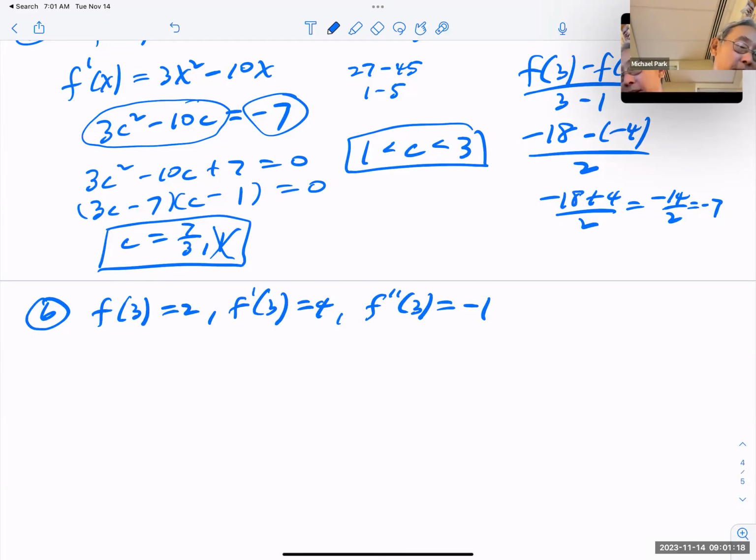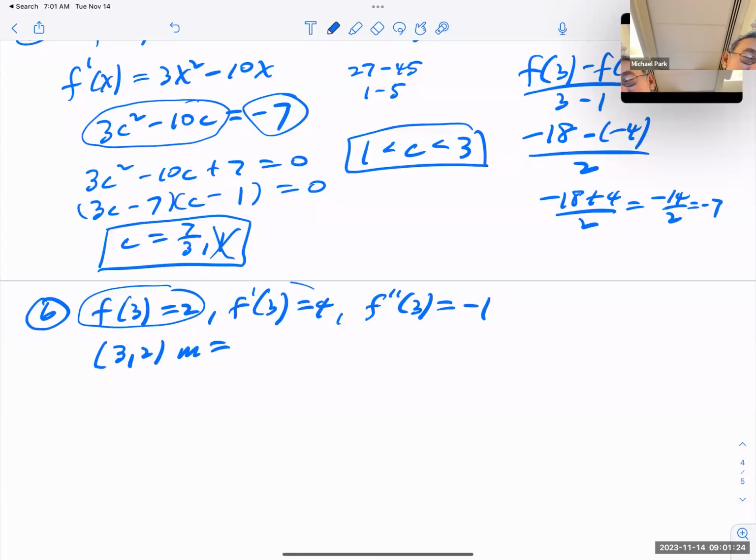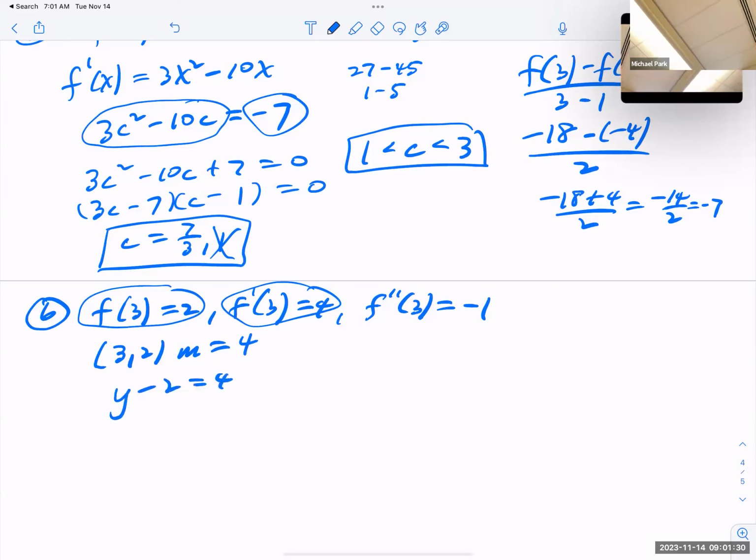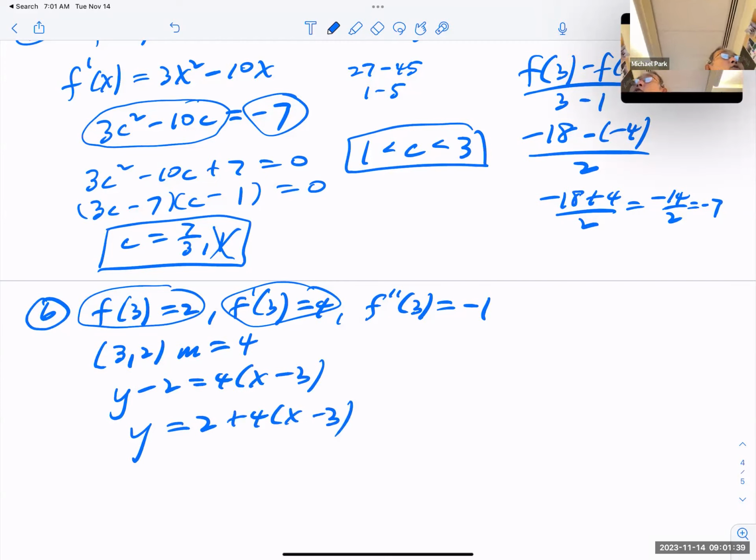So we need a point that comes from this, and then we need the slope, and when x is 3, that comes from this, right? Because the derivative tells you the slope. And then you do point slope form. y minus 2 equals 4 times x minus 3. Move the 2 to the other side. There. Now, use your result to estimate f of 3.1.